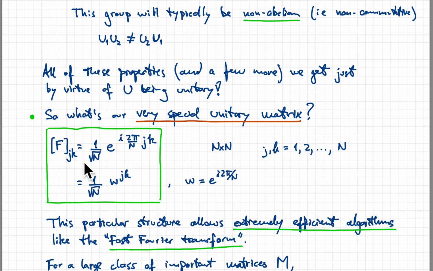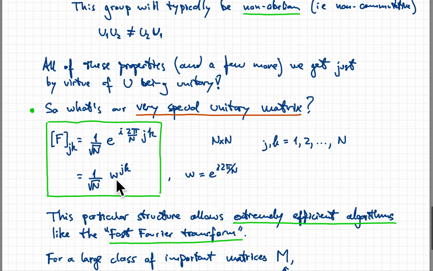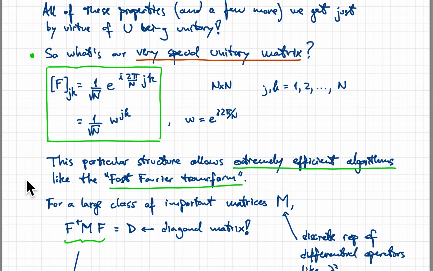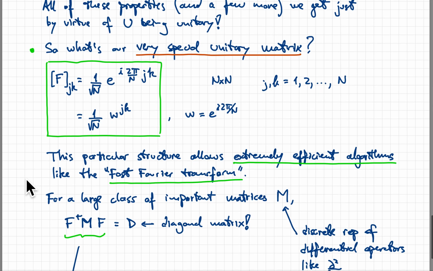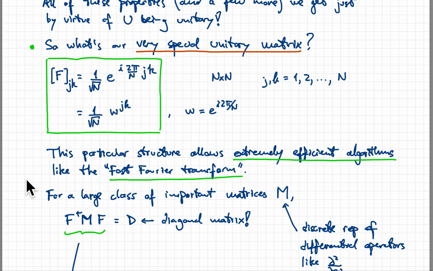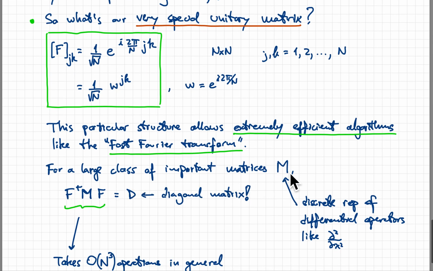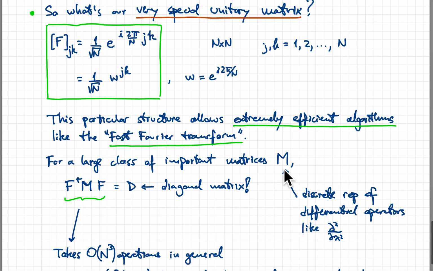And this is interesting because it can be written as some number to the power j times k. That number being, of course, e to the i 2 pi over n. And this gives you a very peculiar structure, which turns out to allow for extremely efficient algorithms, as I will say next. And this is the root of what we call the fast Fourier transform, which is a particular type of transformation that allows us to diagonalize a very large class of important matrices. Which important matrices? Well, it turns out that matrices that represent differential operators, like the second derivative and such, typically can be diagonalized with a transform of this form.